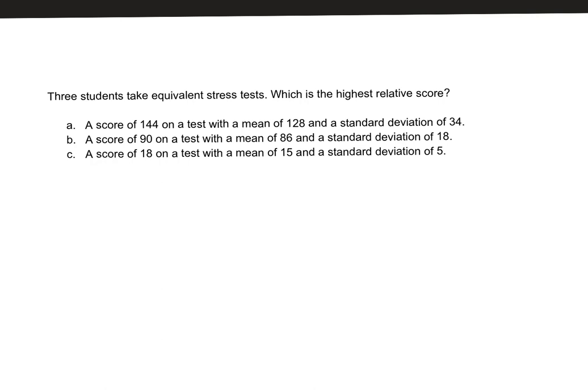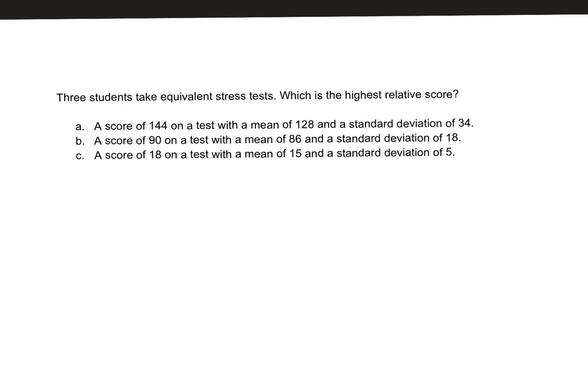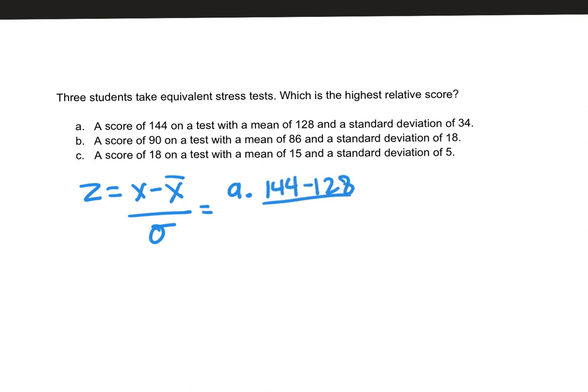Z-scores are determined by using the equation: z is equal to the value you're looking for minus the mean, over the standard deviation. So let's do this to every single problem, and whoever's z-score is the highest will be the highest relative score. So we have 144 minus 128 over 34.